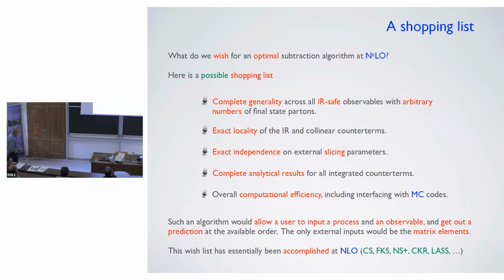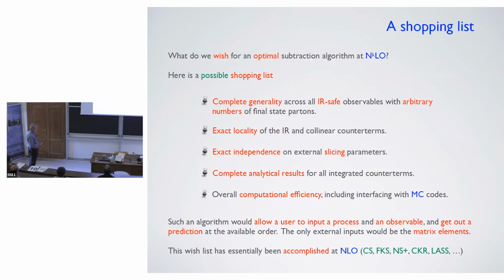all that. So what one would really like is a code which, even without some of these, Massimiliano's code fulfills many of these points. One would like a public code in which the user inputs a process and observables and gets out a prediction. Of course, maybe the user in the meantime goes for a month on vacation, but after a month or two, the user should be able to get a result. So this wish list has been essentially accomplished at next-to-leading order.